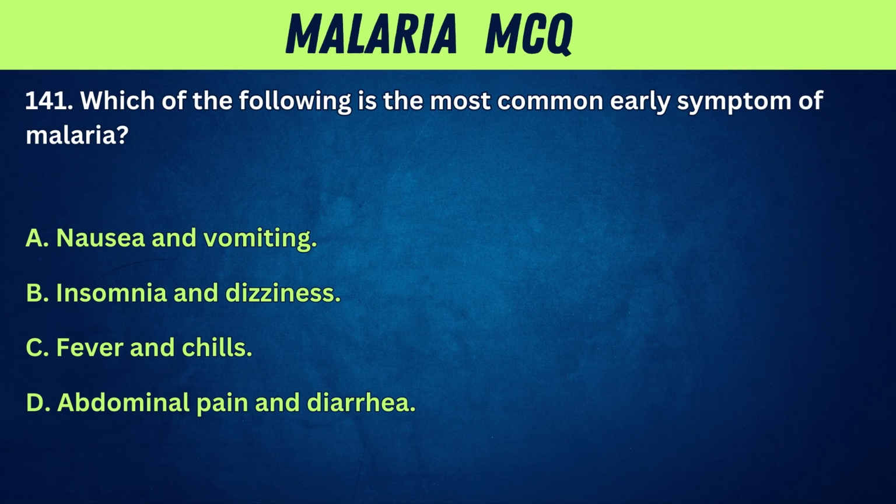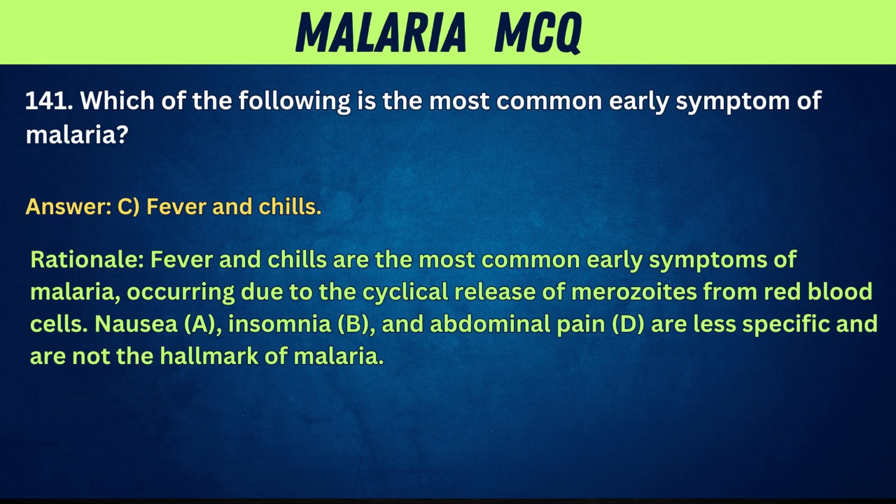141. Which of the following is the most common early symptom of malaria? A. Nausea and vomiting. B. Insomnia and dizziness. C. Fever and chills. D. Abdominal pain and diarrhea. Answer: C. Fever and chills.